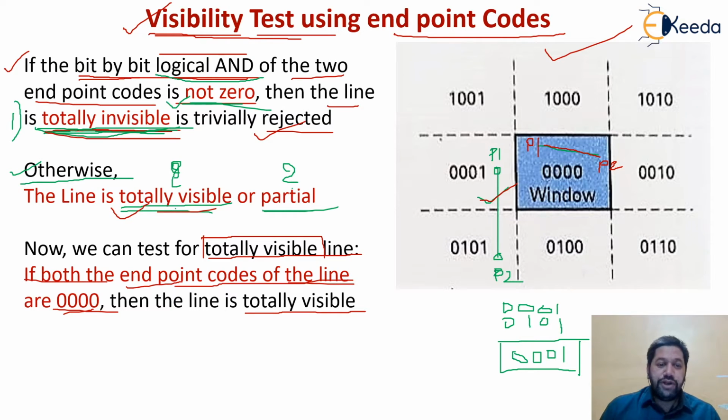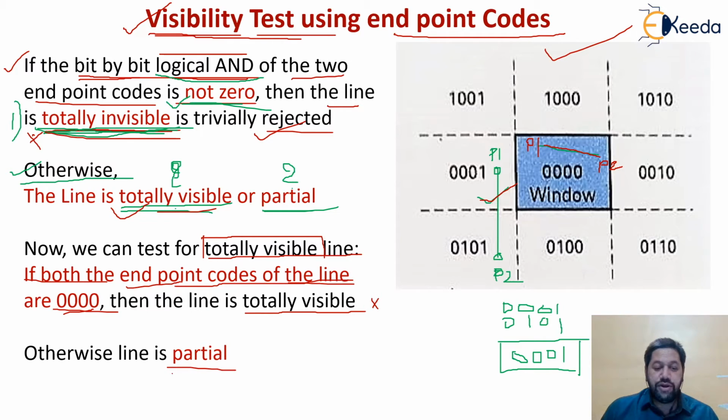Now if this condition has failed, it means my line is not totally invisible and not totally visible. Then what does it mean? My line is partial. Okay, so that is what I have written here. Otherwise my line is considered a partial line. Okay, so this is the visibility test that we are going to do under the Cohen Sutherland line clipping algorithm.